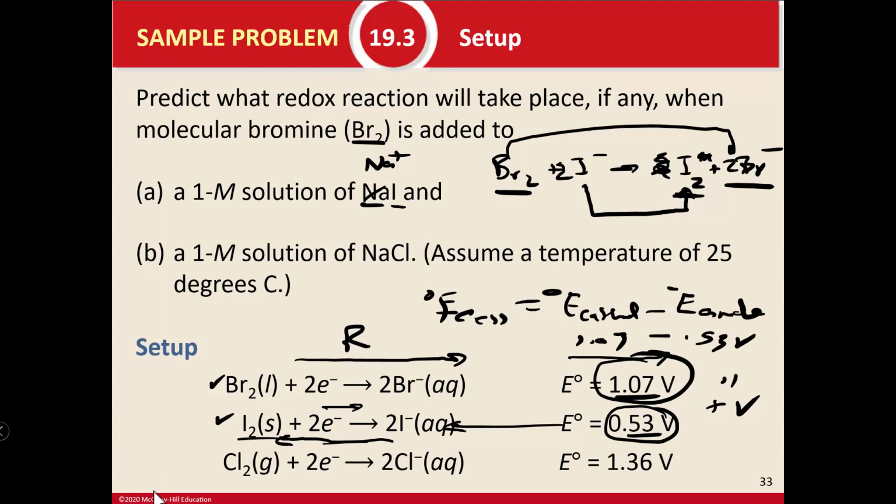So then they want you to see what happens here. Again, sodium's a spectator ion. What we want to know is which one's going to work here. Can the bromine go this direction and force the chloride ion this direction? Would that be spontaneous? Well, when you go the opposite direction, that's going to make that negative, right? And this number is larger than this number, so that reaction is not going to happen. So again, let's see what they say.